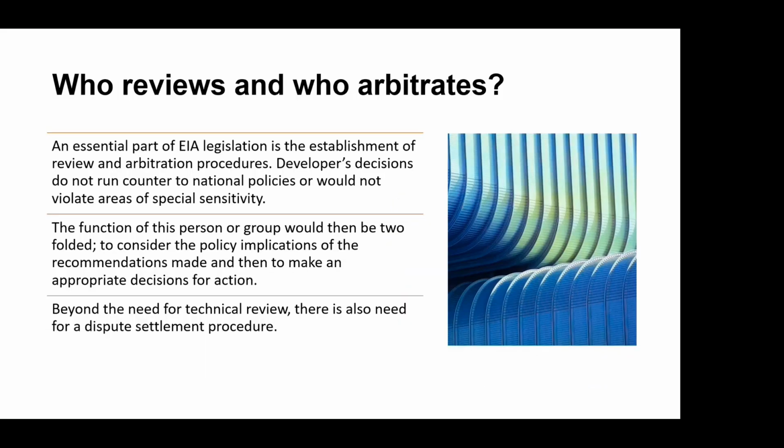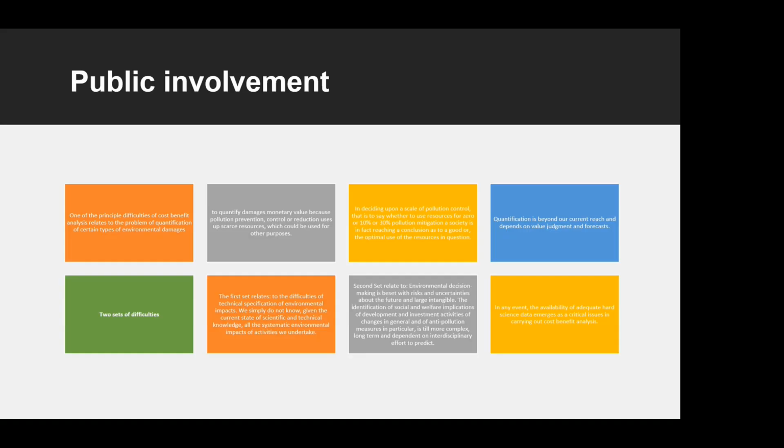Now the next question is who reviews and who attributes. The essential part of EIA is how we can establish the legislation part. Developer decisions should not run counter to national policies or violate areas of special sensitivity, because, as we already mentioned, some areas or locations are bounded, such as by cultural or religious or maybe security concerns. So you should be very careful. The function of those people would then be to consider how to practically make it possible to apply those policies. Beyond the need for technical review, there is also a need for a dispute settlement procedure as well. Now the next question is how we can ensure this. Sorry, the slide has very much contrast, but I will be more careful next time.